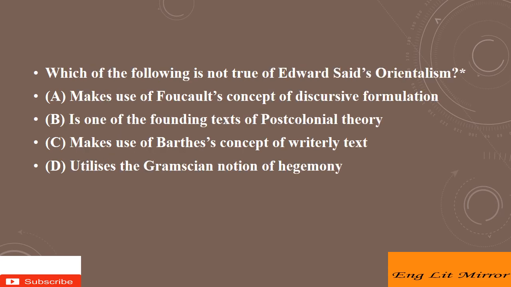Which of the following is not true of Edward Said's Orientalism? Options: A. Makes use of Foucault's concept of discursive formation. B. Is one of the founding texts of post-colonial theory. C. Makes use of Barthes' concept of the writerly text. D. Utilizes the Gramscian notion of hegemony. The answer is option C.